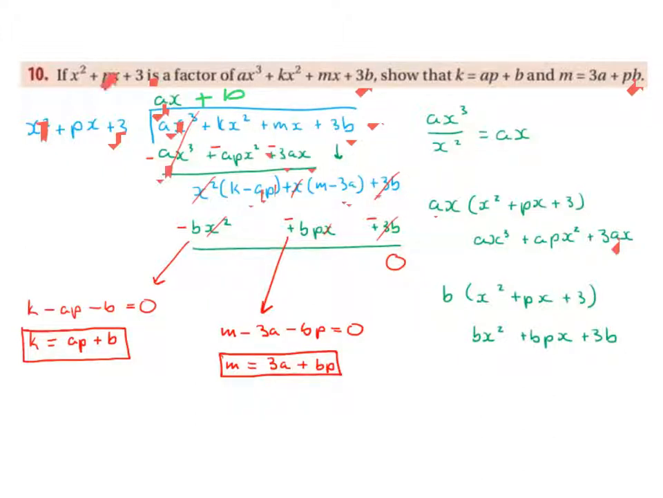Now we're told that this is a factor of this, so therefore we have to make the remainder be 0. So we are deciding that the remainder is 0. So we need to figure out what's going to go in here. So the constant at the end is 3b. I'm calling this a constant because it doesn't have an x or an x squared stuck onto it.